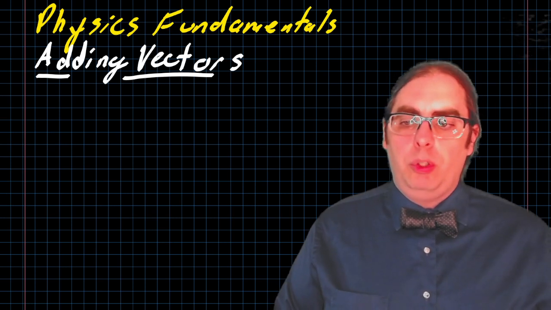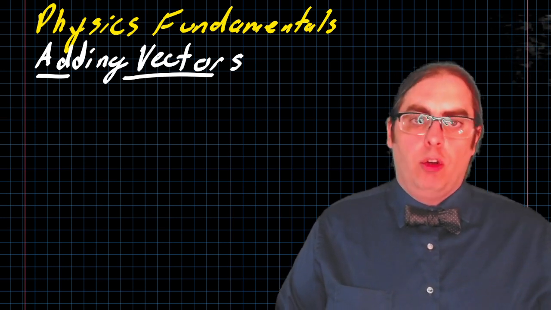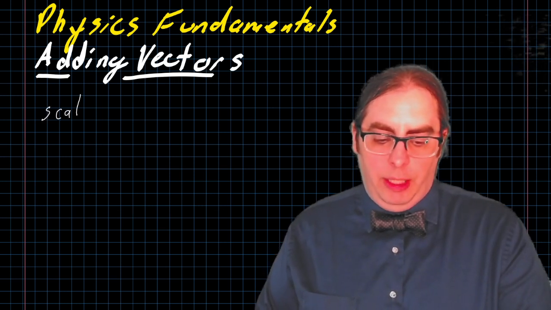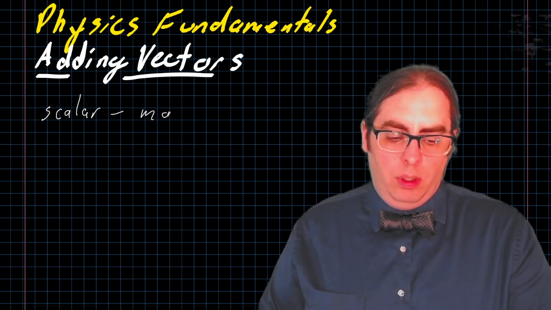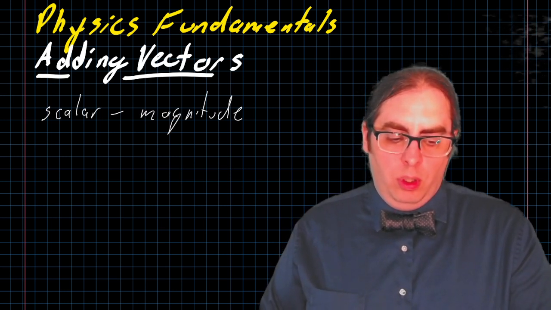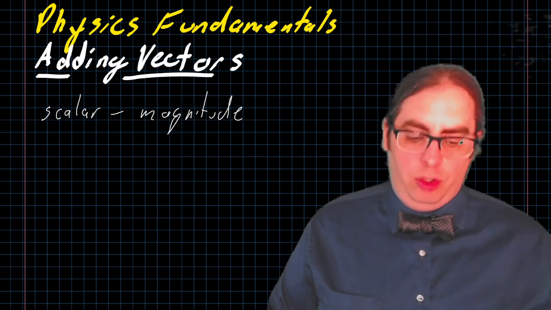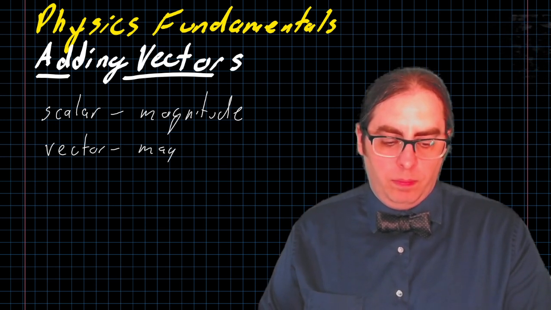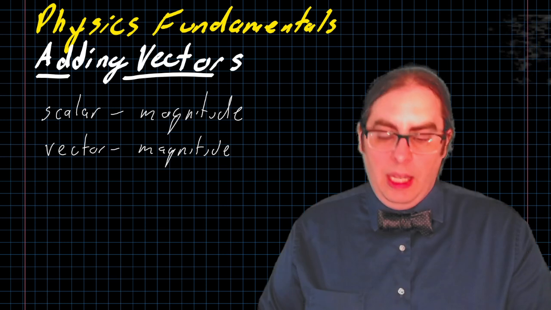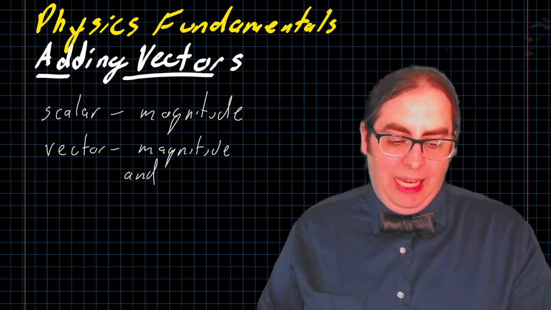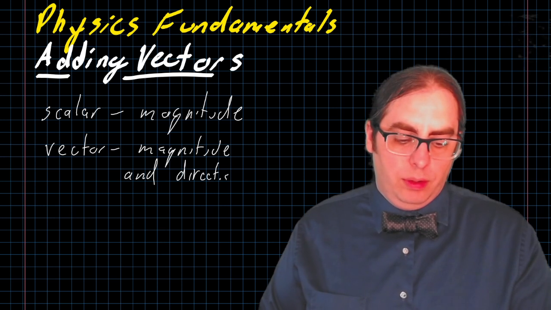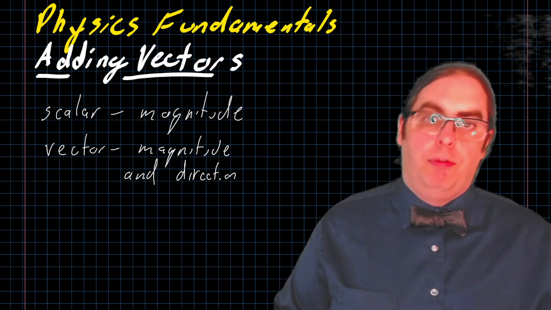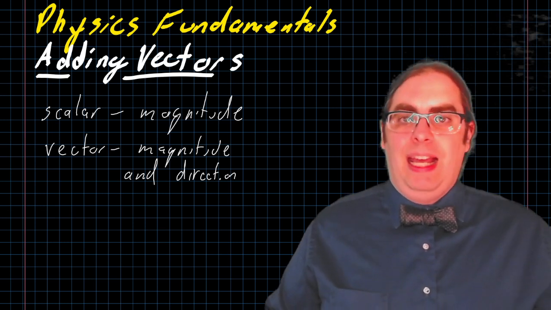In this video, we're going to be adding vectors. Remember from our previous study the concept of a scalar measurement, which is a measurement which has some magnitude, and a vector measurement, a measurement which has a magnitude and a direction. Vectors are the measurements for which positive and negative, forward and backwards make sense, have some physical meaning.